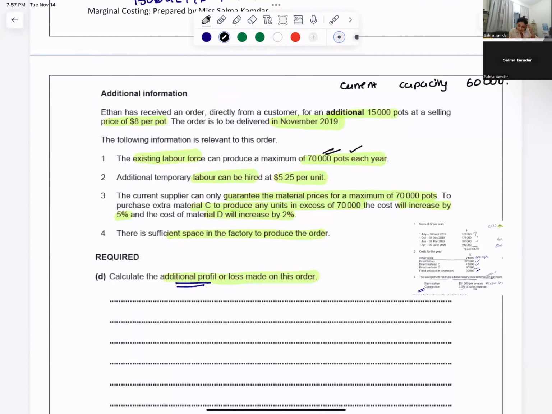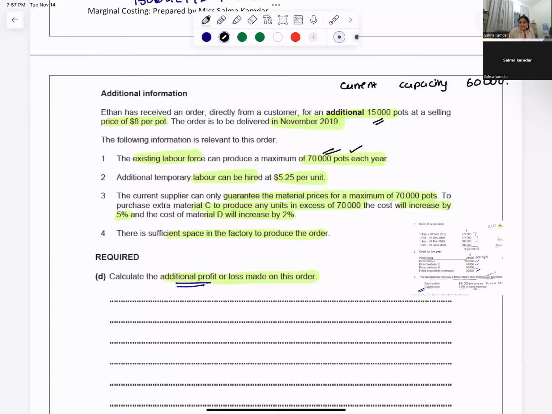And there is spare capacity of how many pots? 10,000 pots. But I have an order of 15,000 pots. So I need 5,000 additional capacity to meet the order. Let's see, they want additional profit or loss. So my additional order is for 15,000 pots.